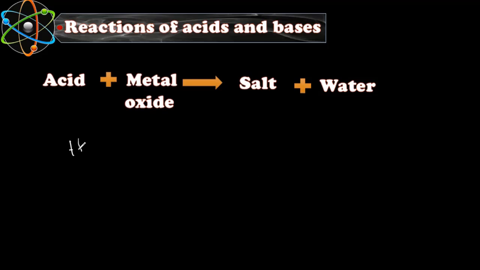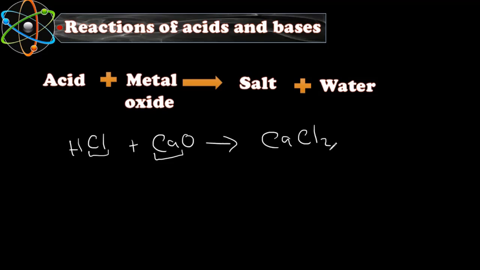Any metal with oxygen we call a metal oxide. So acid, HCl, plus metal oxide, let's say calcium oxide, gives us the salt, which will be calcium chloride. Calcium chloride, we'll put 2 here because the oxidation number of calcium is 2, plus water, H2O. This equation is not balanced. We will not care about the balancing now. We'll just write the equations to see the reactants and the products.